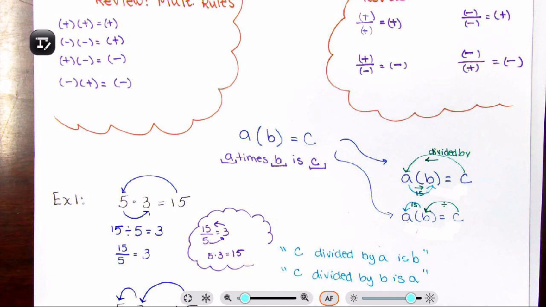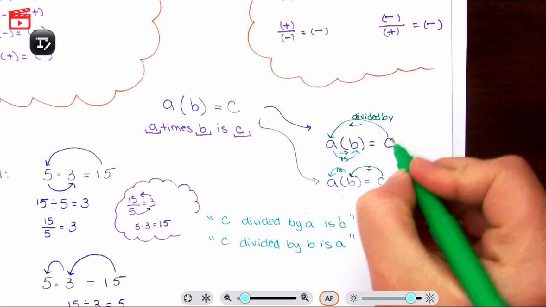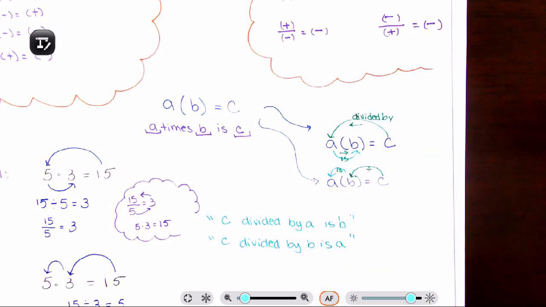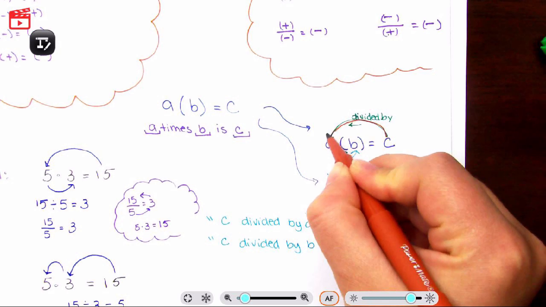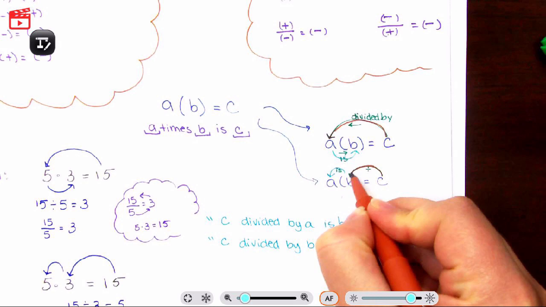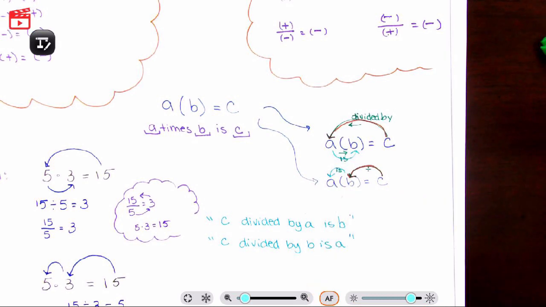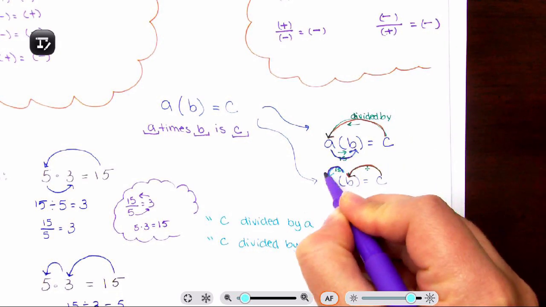So we're going to do this in two different ways. Here's our first way. We're going to go from C, from our answer, to one of the numbers that you are multiplying. Doesn't matter which one. Once you go to a number that's been multiplied, whatever's left over is now your answer.